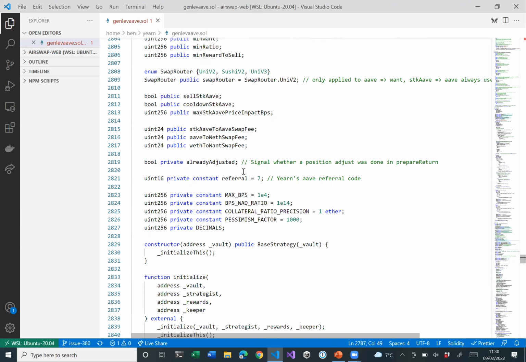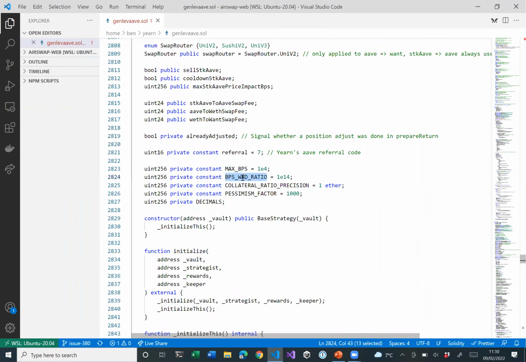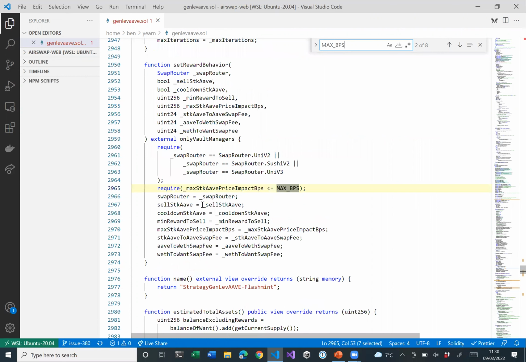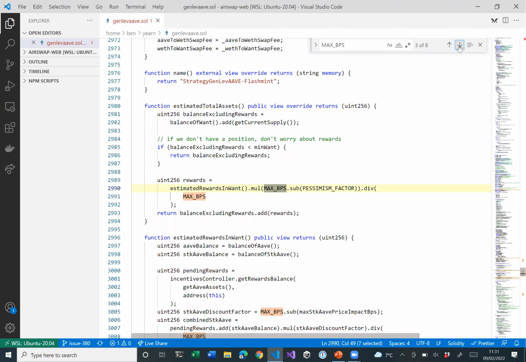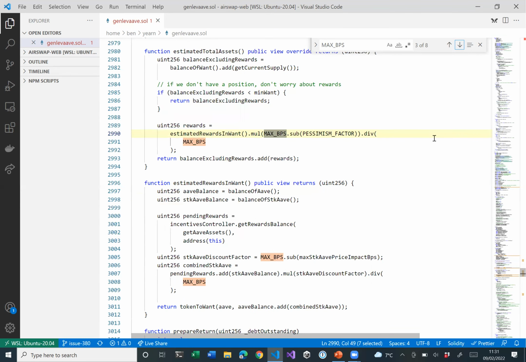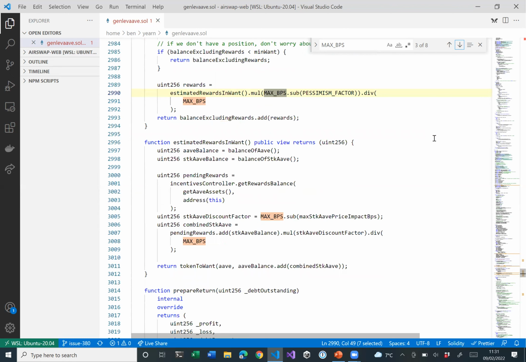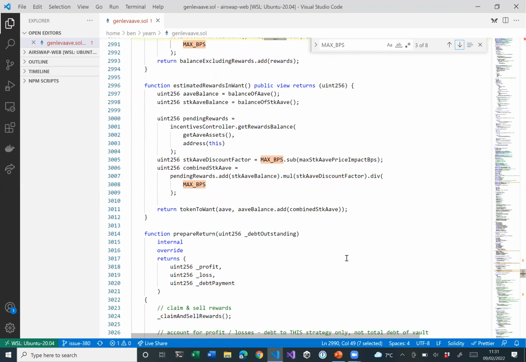Hang on, max bips, wanted ratio. That's doing... Yeah, this is more to do with the price impact, I think, of selling things. So slippage. This is like a slippage check. Yeah, not too sure, but as you say, must be in here somewhere.